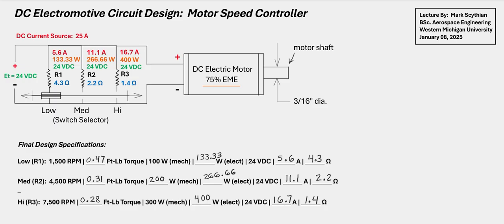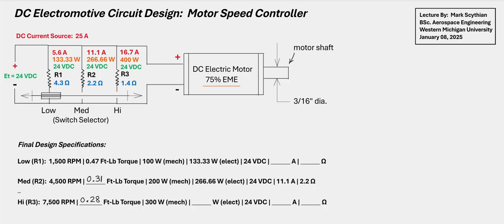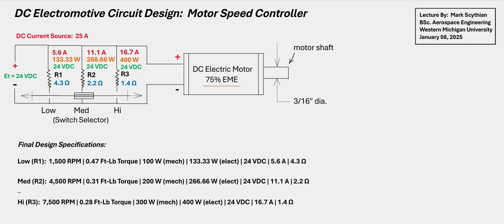And when the project or your customer or whoever buys this unit, you have the specs that are written, and then they can connect everything and move their switch back and forth, and they have exactly their values of 1500 RPM at 0.47 foot-pounds torque at the low setting, 4500 RPM and 0.31 foot-pounds torque at the medium setting, and then 7500 RPM at 0.28 foot-pounds torque at the high setting.